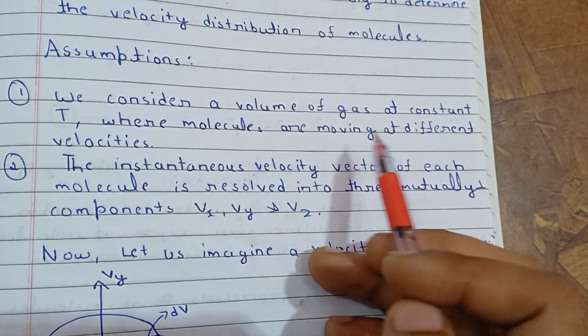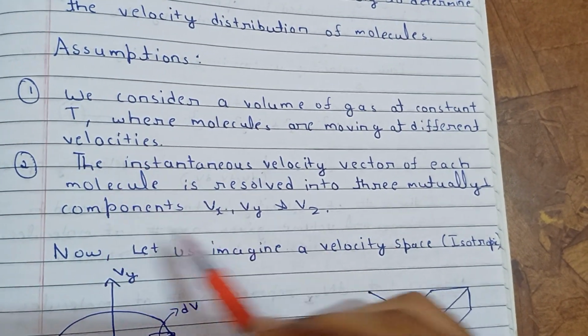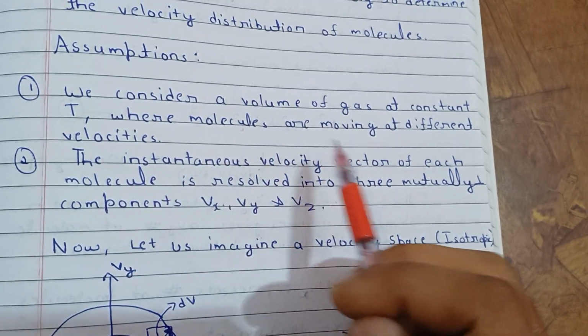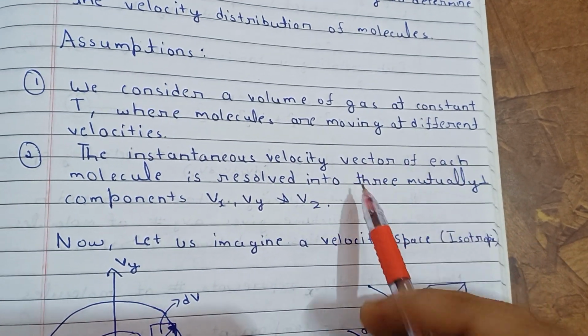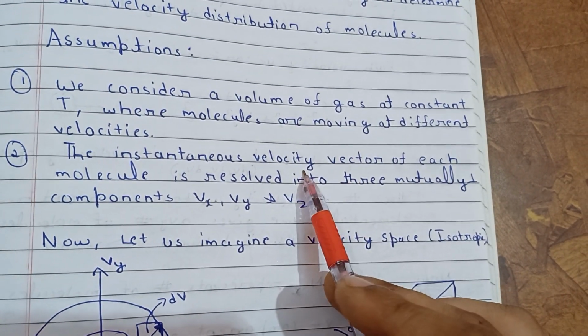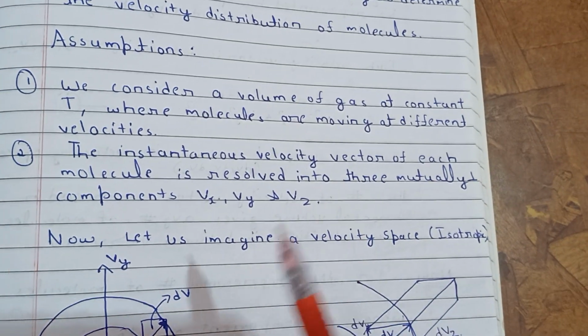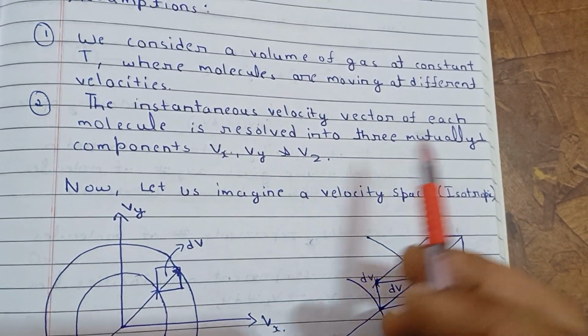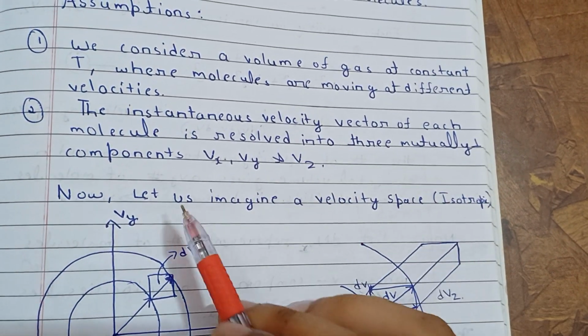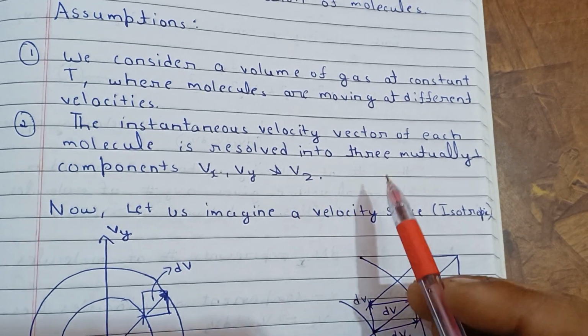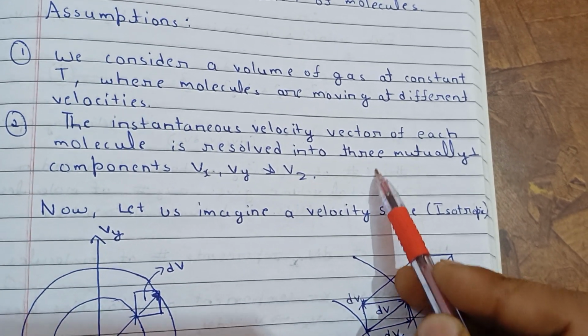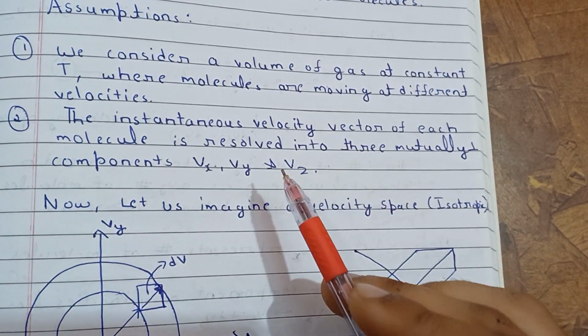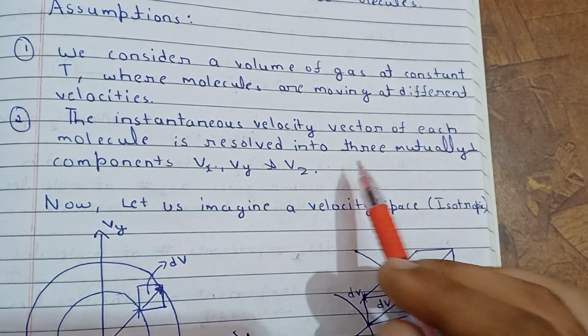So we consider a volume of gas at constant temperature, where molecules are moving at different velocities. So this is a volume, and it is at temperature T, and all molecules are moving at different velocities, and the instantaneous velocity vector of each molecule is resolved into three mutually perpendicular components Vx, Vy, Vz. Now each particle has some velocity v, and that velocity can be resolved into the Vx, Vy, Vz components for each particle.